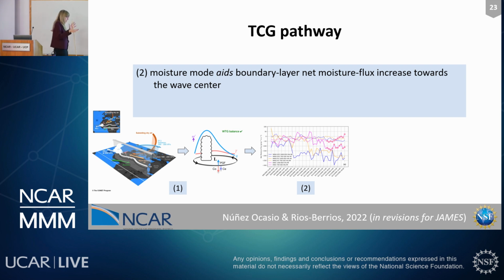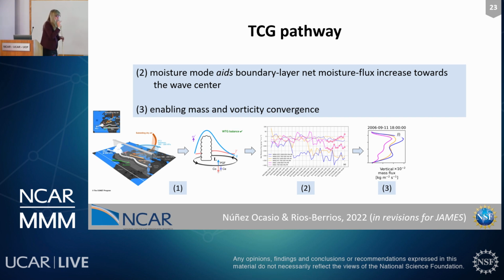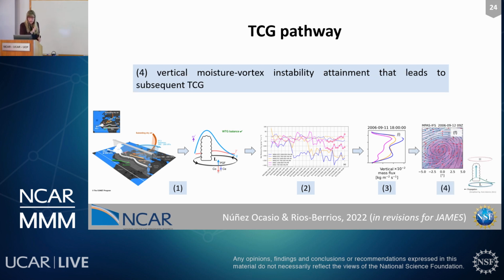Once that is attained, it aids boundary layer net moisture flux, which increases towards the center of the wave, as we saw in the results. And that enables mass and vorticity convergence, so it stabilizes the system in the vertical. And then with that vertical alignment, we can invoke moisture vortex instability, and subsequently tropical cyclogenesis: the system becomes a tropical depression.